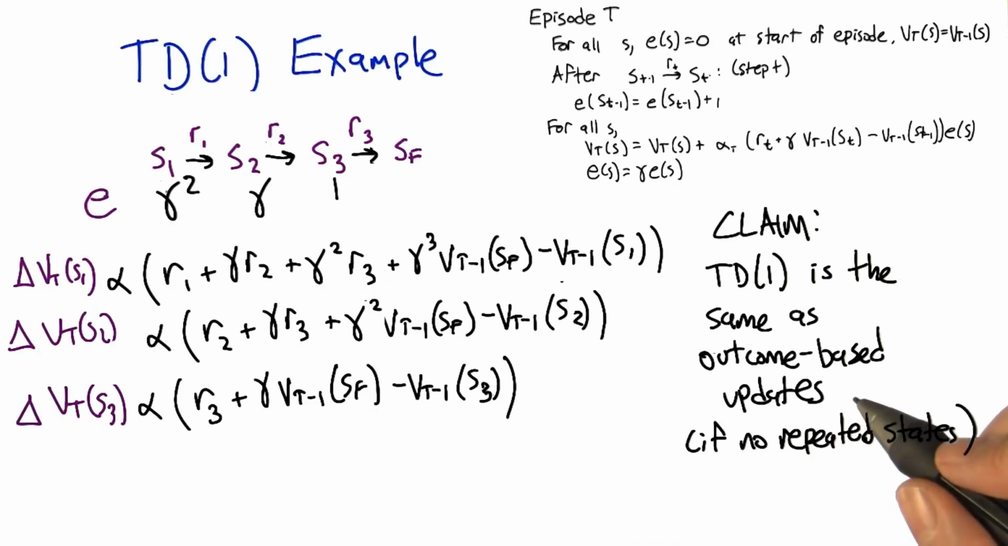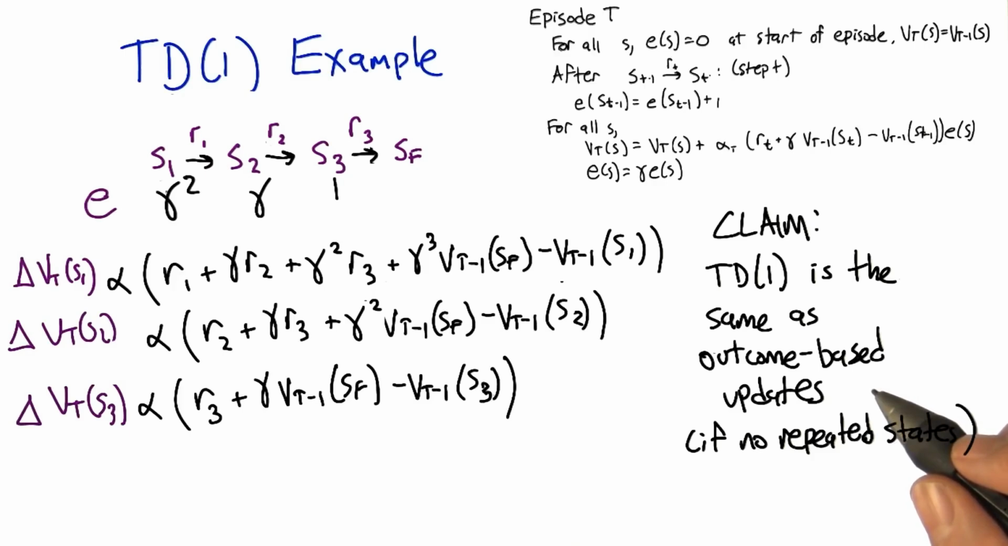If we were doing outcome-based updates, then basically you're just looking at all the rewards that you see, the values that you kind of expected along the way, and it's exactly what you have written down before. But if we had a repeated state, then you're basically ignoring anything you learned along the way. During the episode. So outcome-based updates say learn nothing during the episode.